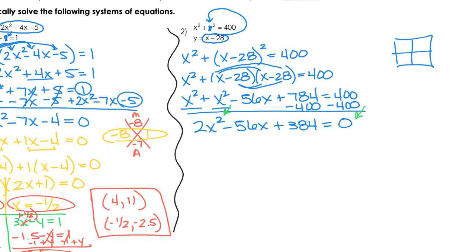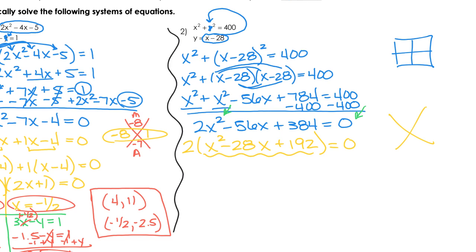So we're going to try to get out of this hard trinomial because if you notice, all of our terms are divisible by 2. And so we're going to pull that 2 out. And we'll be left with x squared minus 28x plus 192 equals 0. And now I have a nice, easy trinomial to factor.